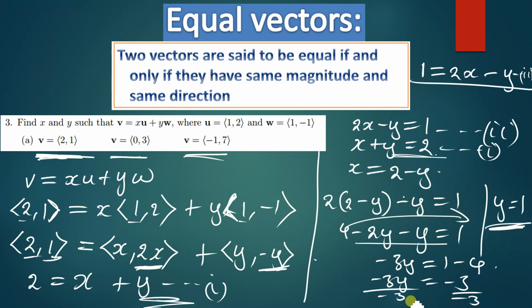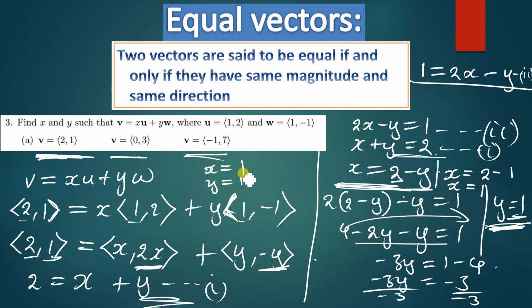To find the value of x, we just replace y in the substitute value. So when we replace y, we are going to have x as 2 minus y. So we say 2 minus the value of y, which is 1. So the value of x is therefore equal to 2 minus 1, this is 1. So the value of x for the first part is 1. The value of y is also what? 1. This is what you do.